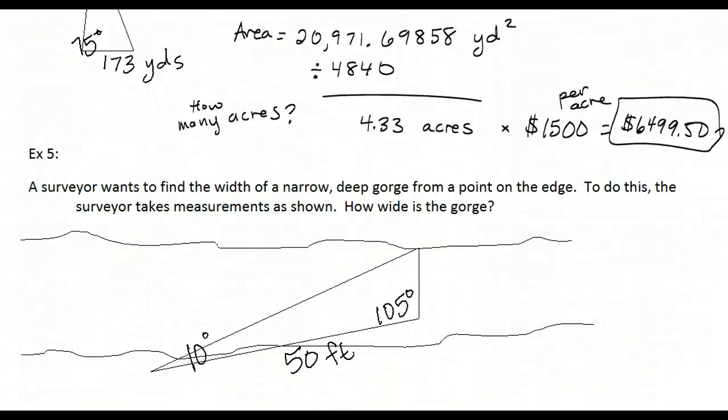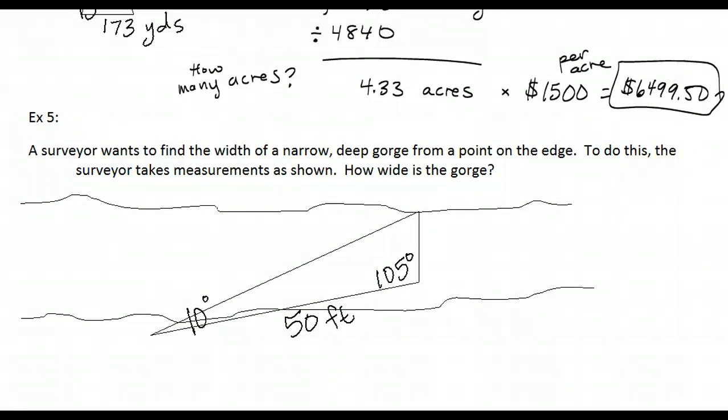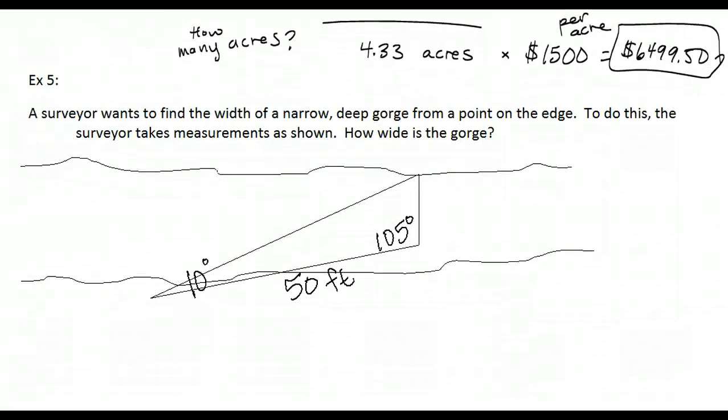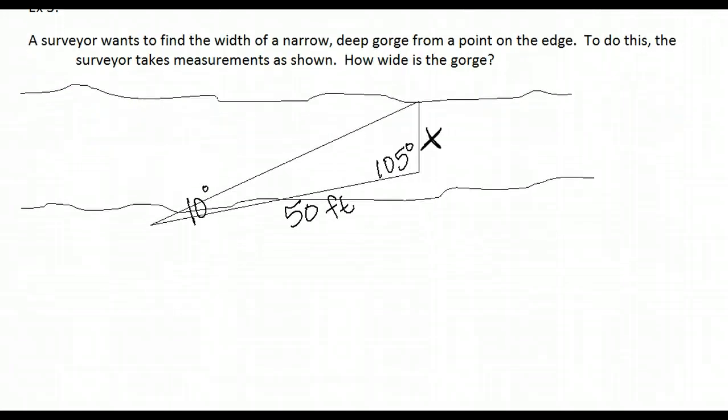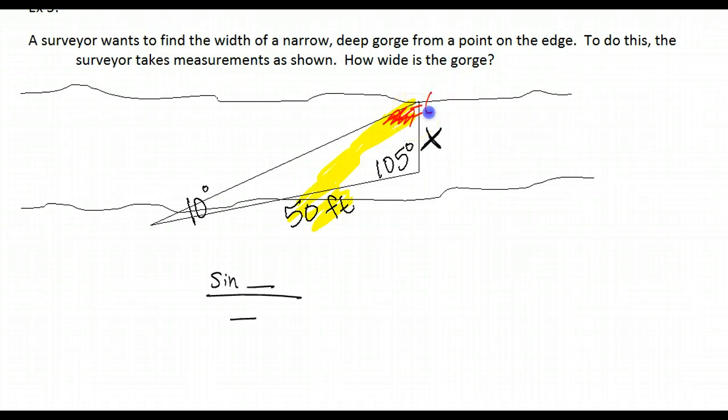Example 5 is us just taking our triangle and making it into a word problem. And when they say how wide is the gorge, I'm looking for this value right here. So that's my final goal, is to solve for x right there. Now, conveniently, remember, I need a side angle pair in order to start my sine of something over its side. I don't have a side angle pair right now, but I can create one right here, because it's going to be easy for me to find this missing angle. Just 180 subtract 10 subtract 105. So this angle right here is 65 degrees.